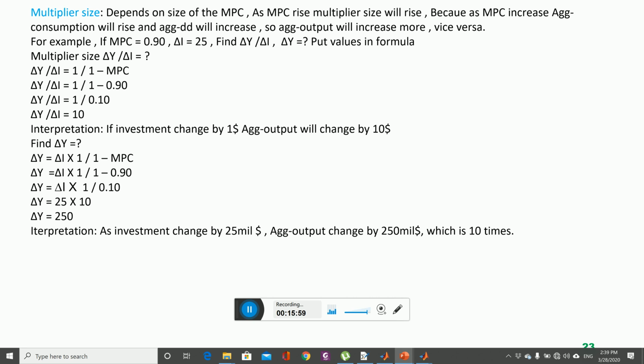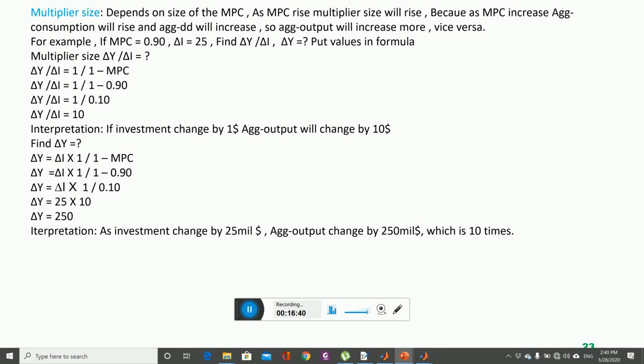This means that when MPC is increasing, marginal propensity to consume is more. When the people's rate of consumption is high, so when people are consuming more, it means they are demanding more. When they demand more, the economy will try to produce more. So it is very clear that if marginal propensity to consume is increasing, aggregate output of Afghanistan will increase, because MPC is consumption and consumption is part of aggregate demand. When people are consuming more, it means they are demanding more. So size of the multiplier depends on size of MPC.